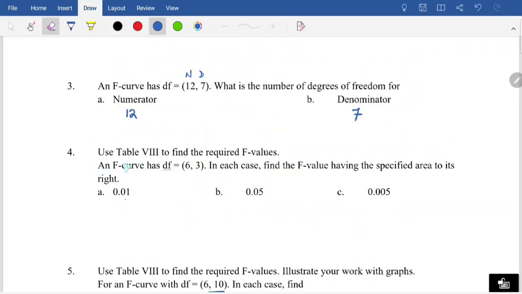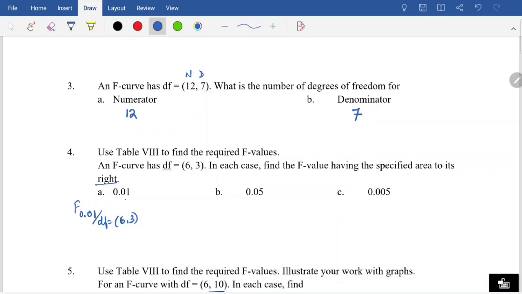Number 4 says use table 8 to find the required F values, and then it says an F curve has df equals 6, 3. In each case find the F value having the specified area to its right. So essentially they are asking us to find F of 0.01, which this notation represents area to the right, with df equals 6, 3.